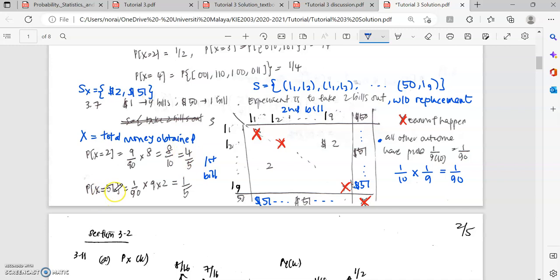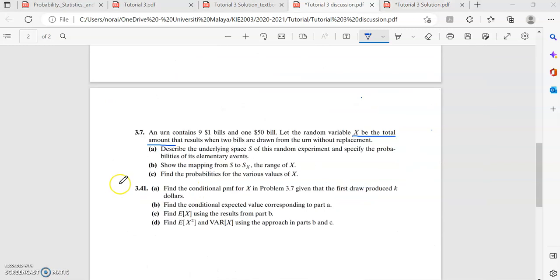For 51, each outcome's probability is 1 over 90, but how many outcomes give 51? In this row you have 9, and here also you have 9, so 9 plus 9 gives you 18. So 18 over 90 gives you 1 over 5. So I've solved parts A, B, and C.